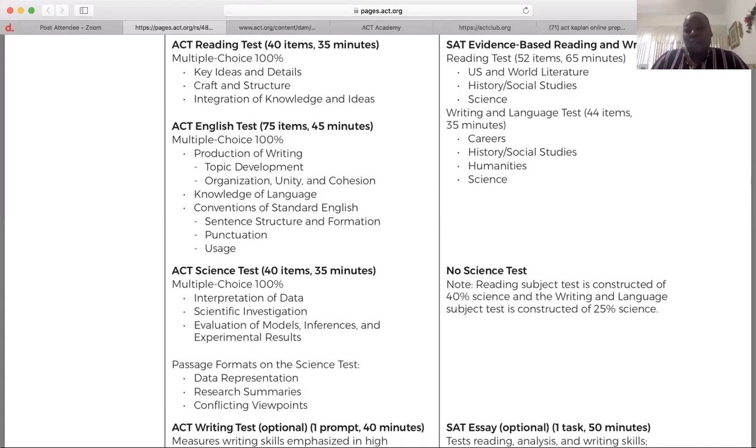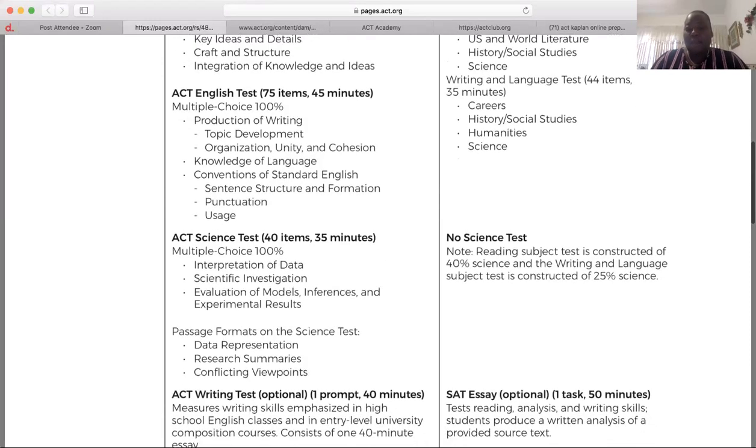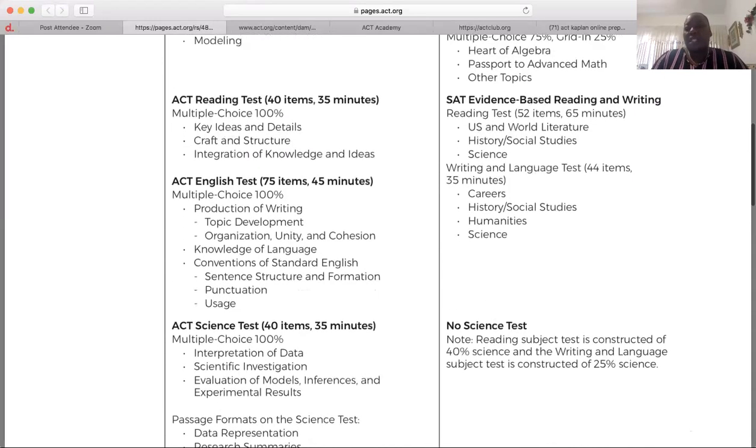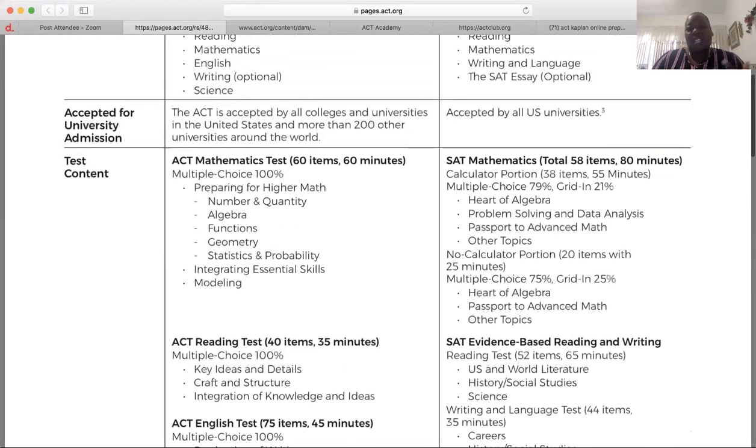Then we look at both the ACT writing. For both the ACT writing and SAT, the writing is optional. The ACT writing, you get one prompt, is about 40 minutes. SAT writing, you will actually get one task, and the timing that you have is 50 minutes. So this was just a quick overview, just to make sure that we have an understanding that there's some difference.